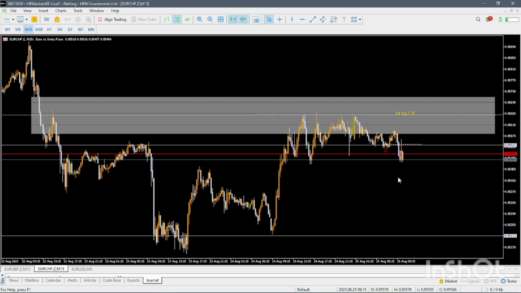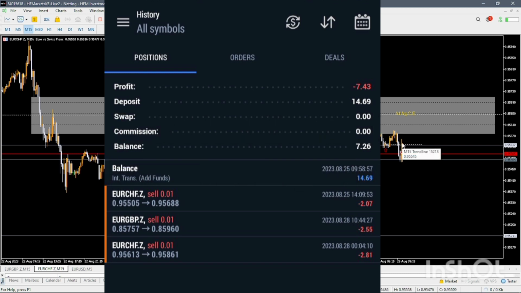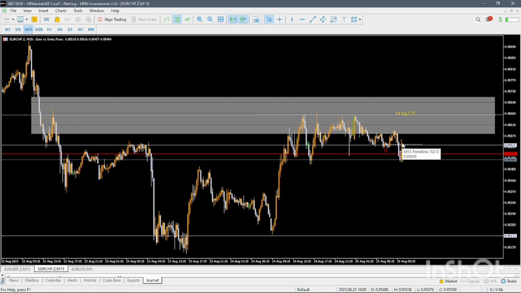So those are the trades that I took during London session, and I re-entered Euro CHF during New York session, because my bias was very strong on this trade.